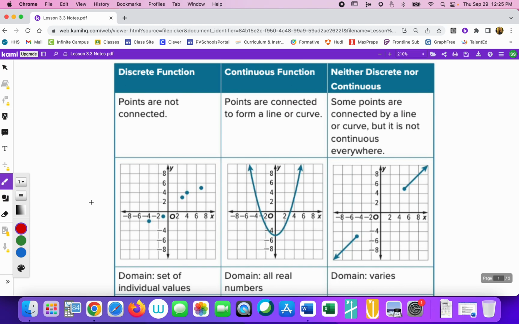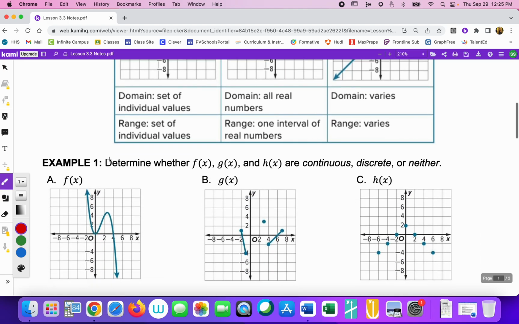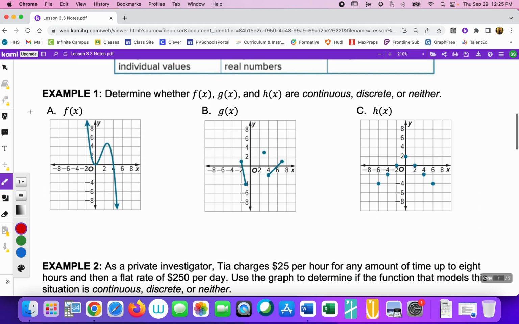And then neither would be anything but, meaning it's broken, but then also connected some places. Discrete is not connected at all. Continuous is all connected. Anything else would be neither. So a combination of the two. There are some problems that you'll have to explain in your homework, so you can refer back to these definitions. So it's a discrete function. If you had to explain, you say the points are not connected. So you can come back to these reasons if you need to. Any questions about it? We don't really need to focus on the domain and range for these just yet. We will later. So we'll probably come back to that table eventually.